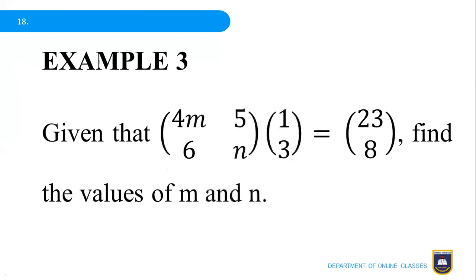The third example. Now we have the matrix. Given that the first matrix, which is a square matrix, [4m, 5; 6, n], multiplying a vector [1; 3] equals [23; 8]. Find the values of m and n. So this is just very simple. You'll see we have 3 matrices there. We do the multiplication on the left side to get another matrix. Whatever we get, we can now compare left and right by equality of matrices. So let's try solving this.